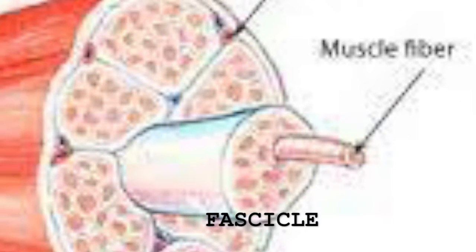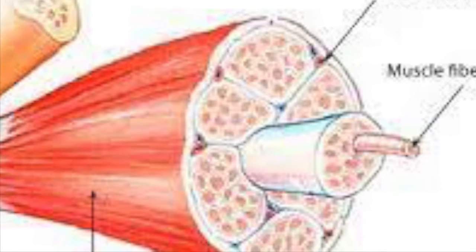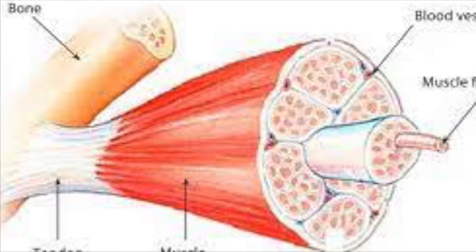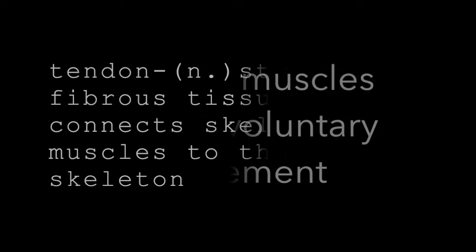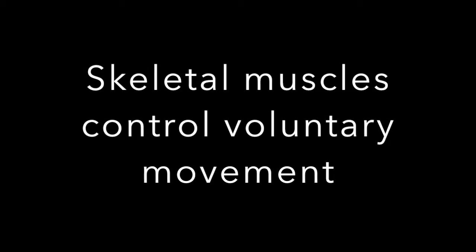These individual muscle fibers form large bundles called fascicles. The fascicles are then bundled to make the skeletal muscle. Skeletal muscles are connected to the skeleton by tendons, which are straps of fibrous connective tissue. Skeletal muscles control voluntary movements, such as moving different parts of our bodies, and have many other purposes.